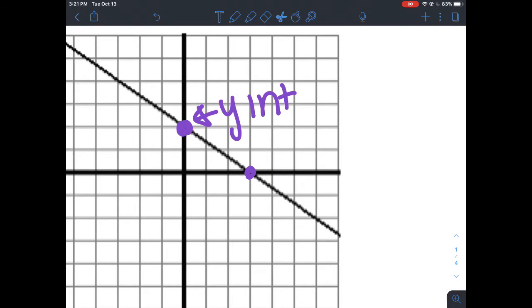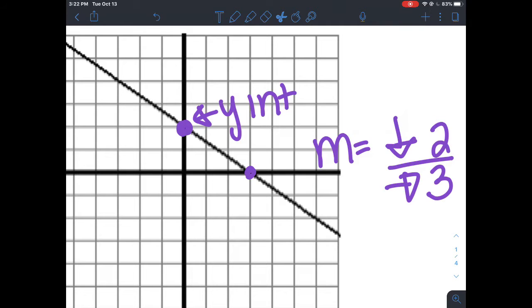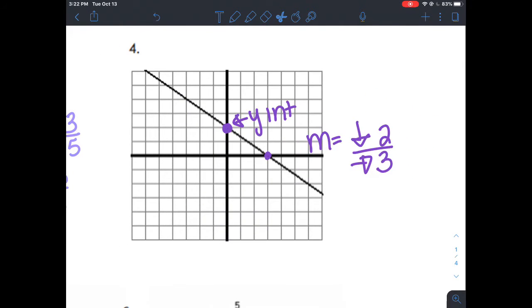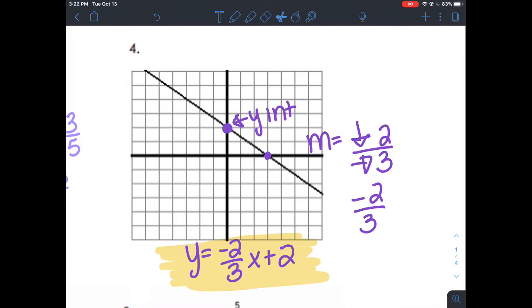So again, rise over run. I went down 2 from the top purple dot to the bottom purple dot. I went down 2 little boxes, and then I went to the right 3. Well, down 2 is negative, because I'm going down, -2. To the right is still positive, so my slope is -2/3. Notice that my line is decreasing, so I should have a negative slope, and I do, -2/3. And then I plug it into my equation, y equals mx plus b. M is -2/3, b, or my y-intercept, is 2.